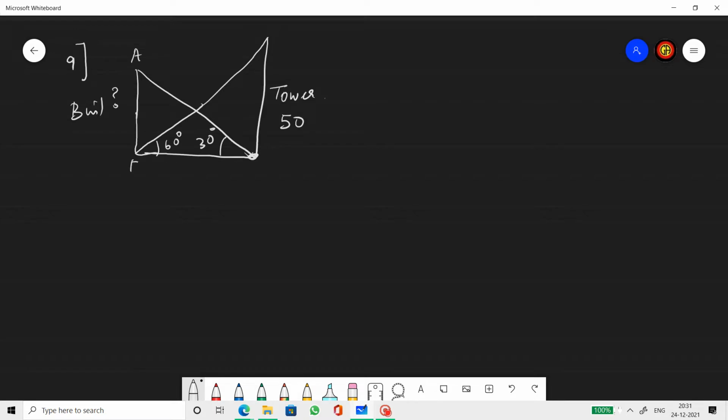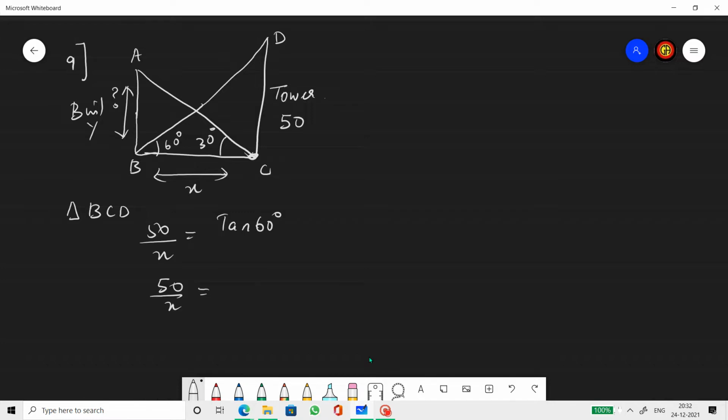So triangle ABC and then BCD. Let me take BC as x and AB as y. It's completely optional, you can take it in terms of AB and BC also. Take triangle BCD, in which 50 by x is equal to tan 60. So 50 by x is equal to root 3. So x is equal to 50 by root 3.